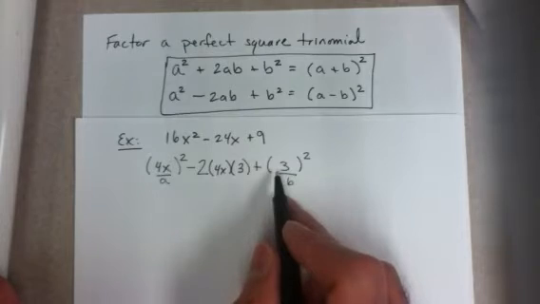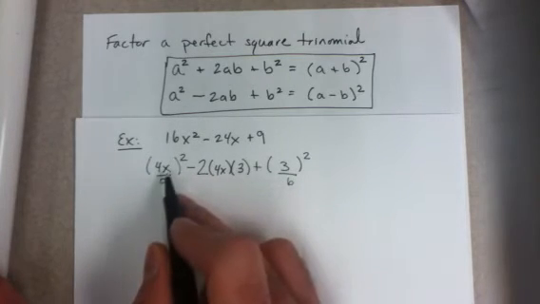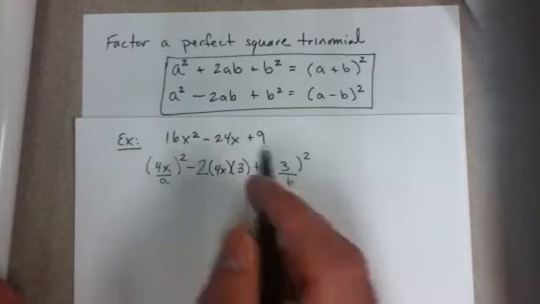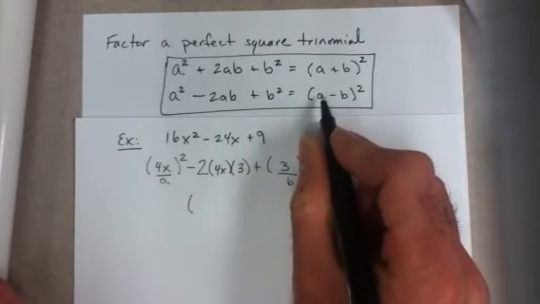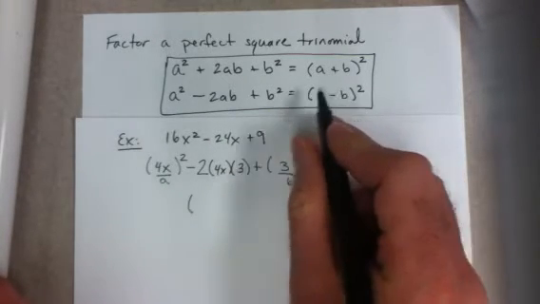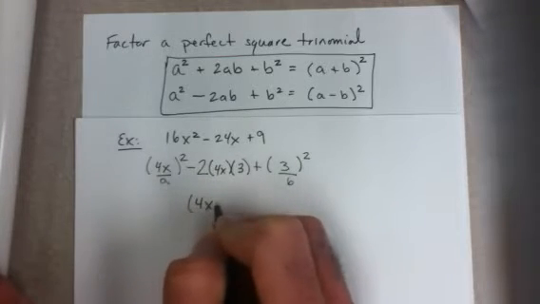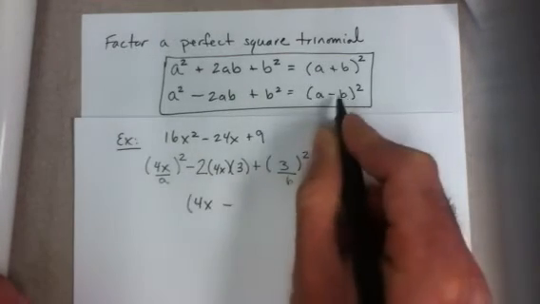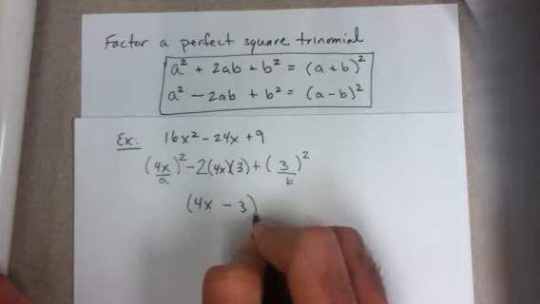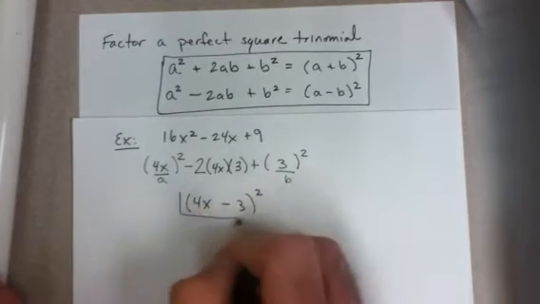Well, as soon as you verify that it's a match, and in that process you've identified a and b, the last result, or final step, is to just write it in factored form, which is a minus b all squared. Okay, well we already said that a was 4x, minus, and then b is 3, squared, and now we're done.